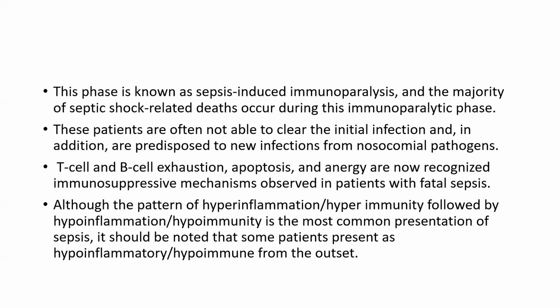These patients are often not able to clear the initial infection and in addition are predisposed to new infections from nosocomial pathogens. T cell and B cell exhaustion, apoptosis, and anergy are now recognized immunosuppressive mechanisms observed in patients with fatal sepsis. Although the pattern of hyperinflammation and hyperimmunity followed by hypoinflammation and hypoimmunity is the most common presentation of sepsis, it should be noted that some patients present as hypoinflammatory and hypoimmune from the outset.